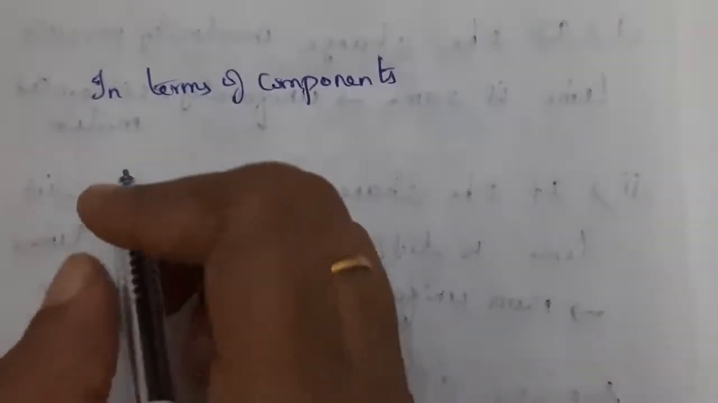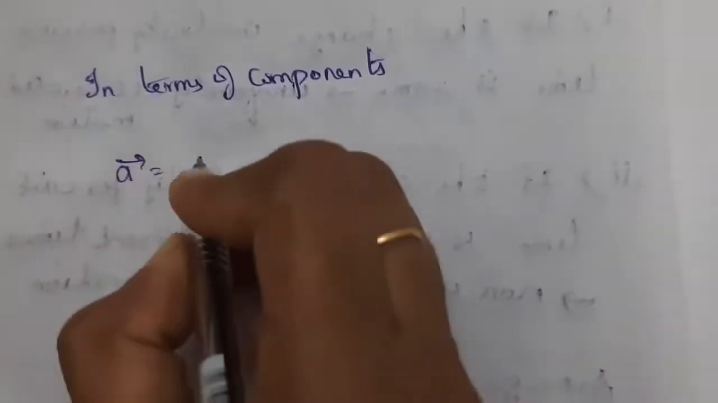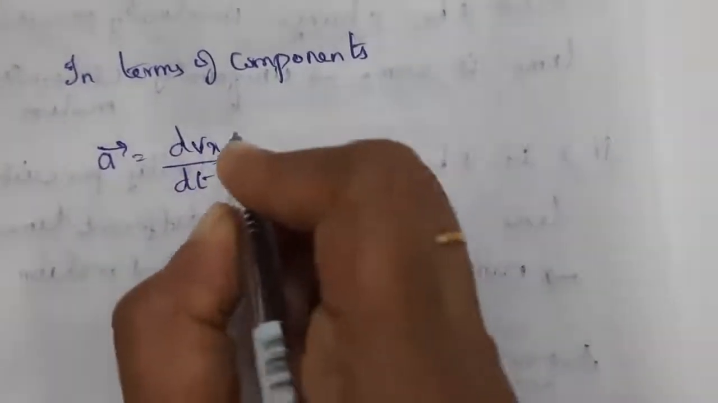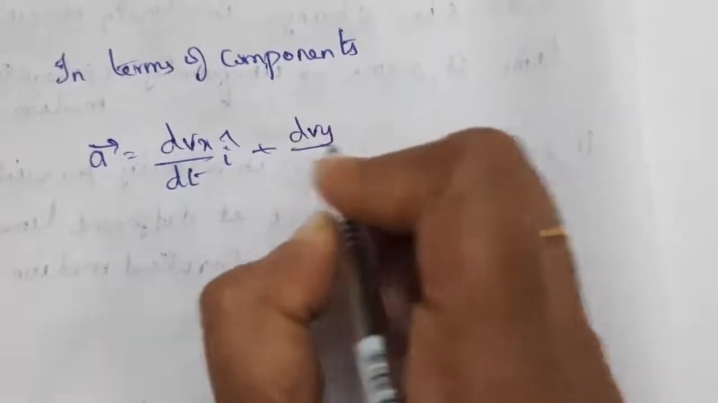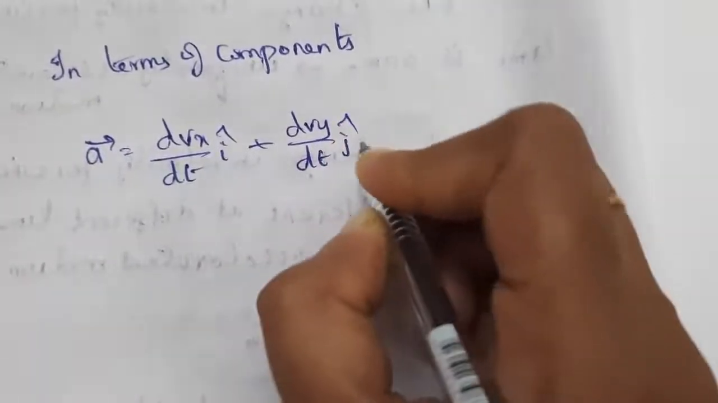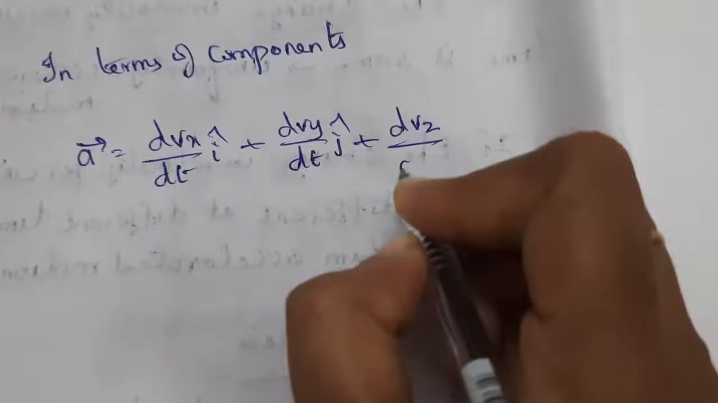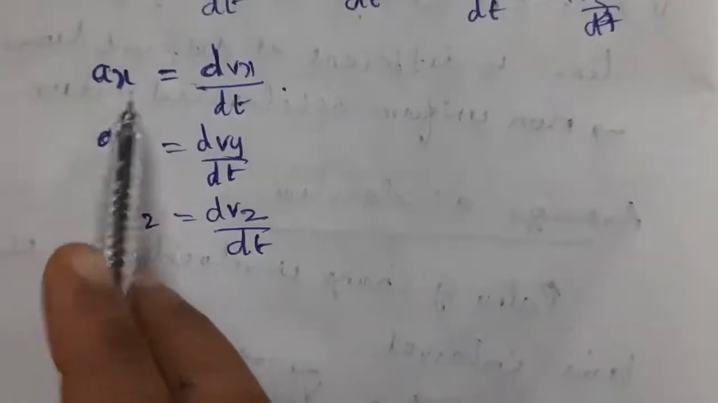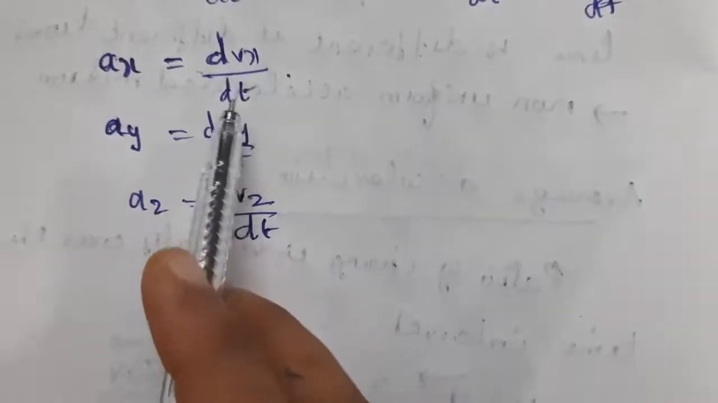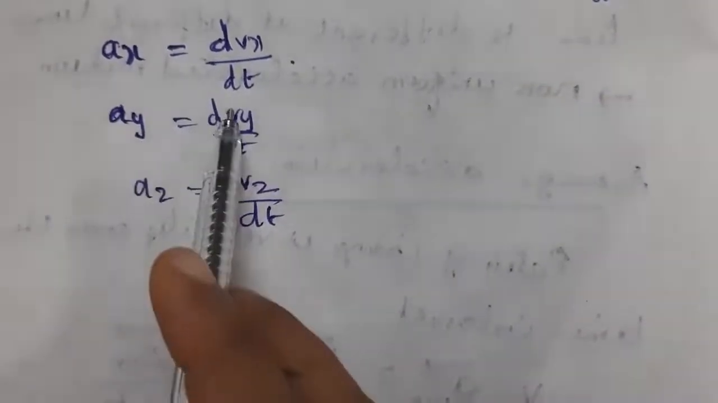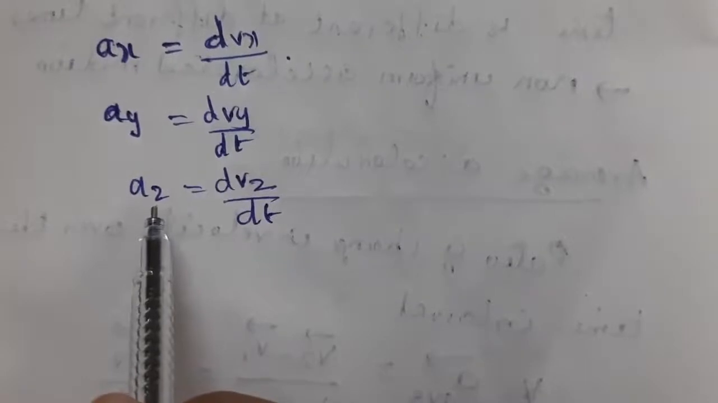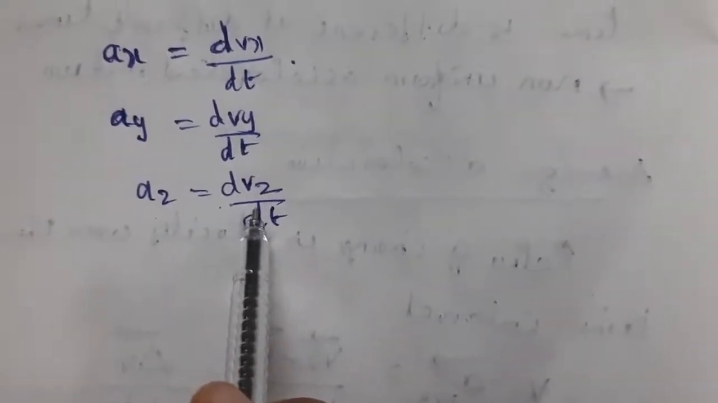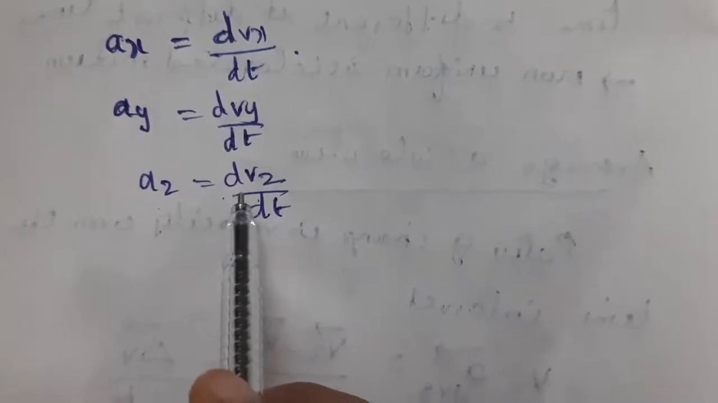In terms of components, we can write acceleration is equal to dvx by dt i cap plus dvy by dt j cap plus dvz by dt k cap. So, ax is equal to dvx by dt, ay is equal to dvy by dt, and az is equal to dvz by dt are the components of instantaneous acceleration.